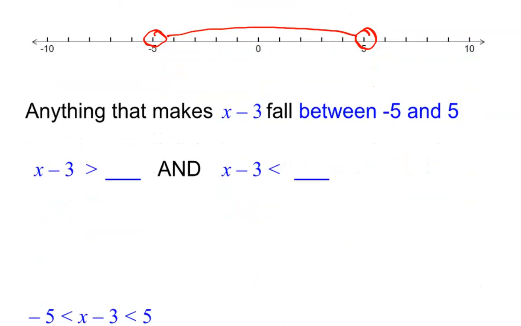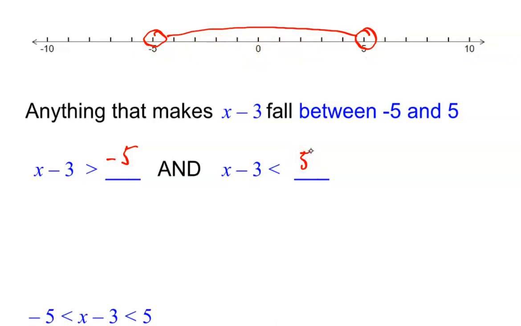So now to solve this equation, anything that makes x minus 3 fall between -5 and 5 will give us our solutions. And so we're going to say x minus 3 is greater than -5, so anywhere that's higher than -5 and up to 0. And x minus 3 is less than 5, so it has to be in this range in between.